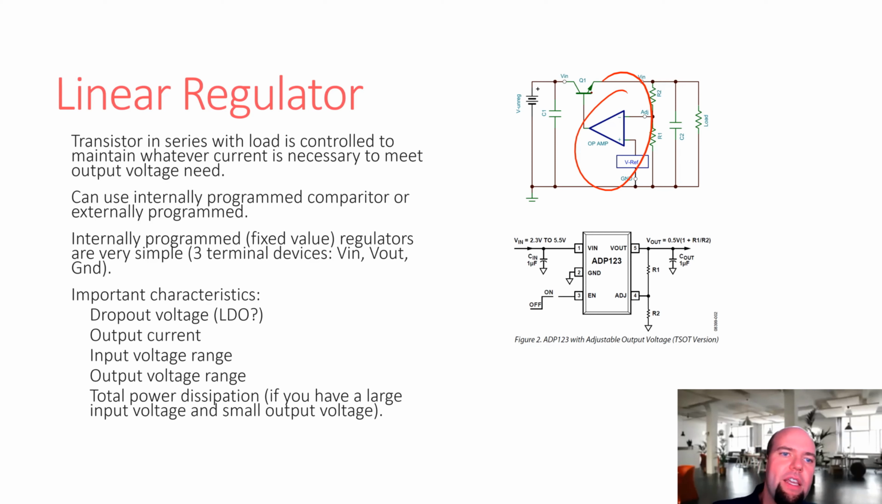So it can be internally programmed, or it can be externally programmed. The nice thing about internally programmed ones is these are 3-terminal devices. So all you need for a linear regulator that's internally programmed is an input voltage, a ground reference, and an output voltage. That's it. You can also have an enable if you want.